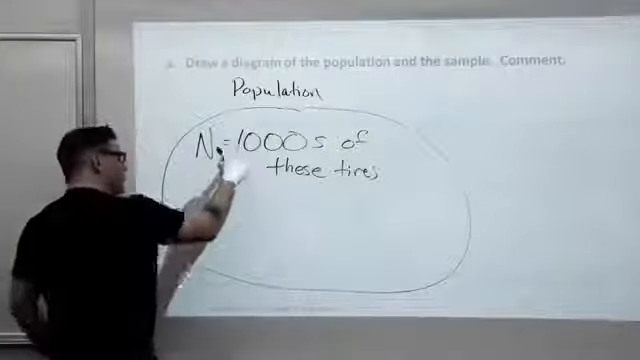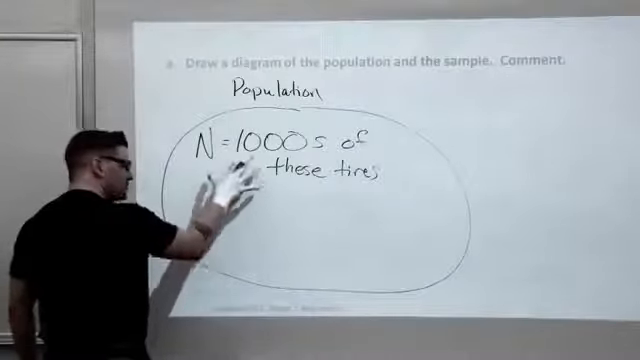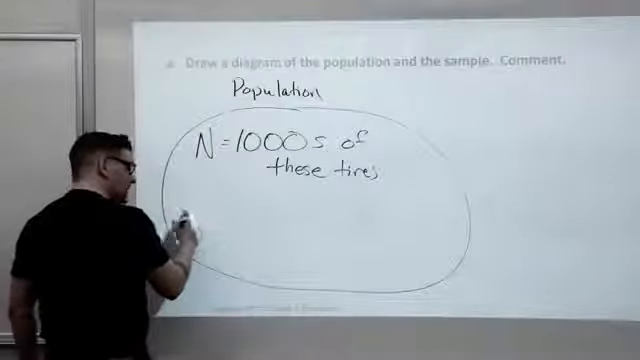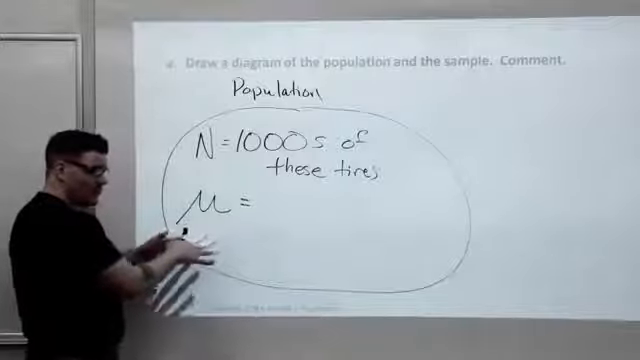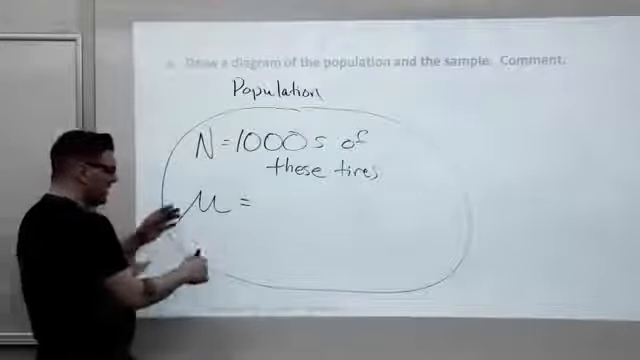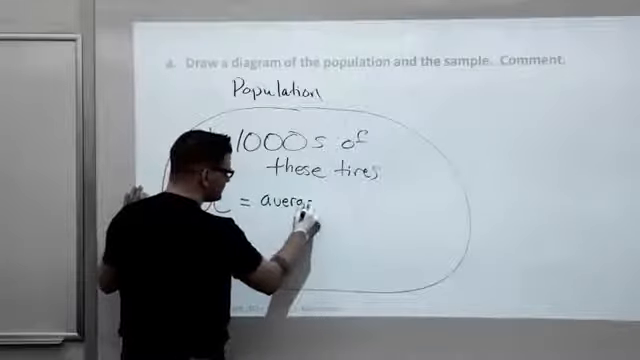Now, we're working with means, so there's a number I could use. It's the average for these thousands of tires. I'll put mu here. Working with means. Don't put P for proportions, put mu for means. And mu would be the average tread life.